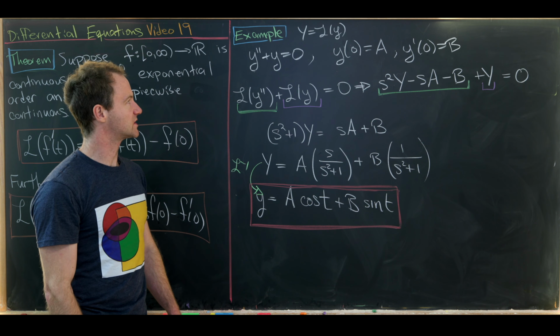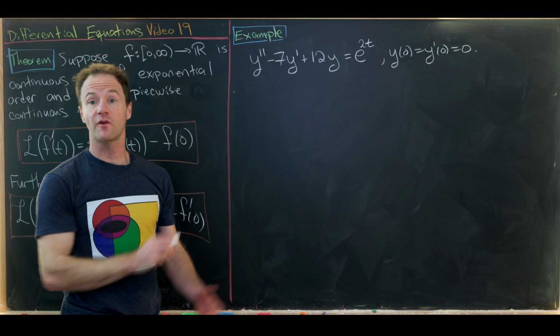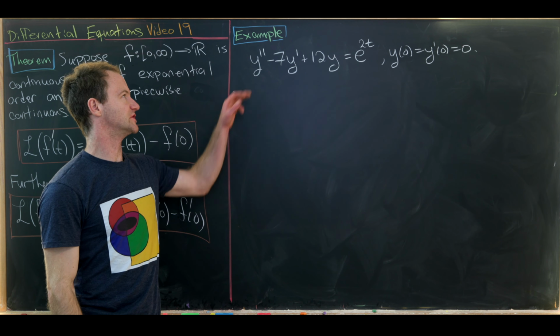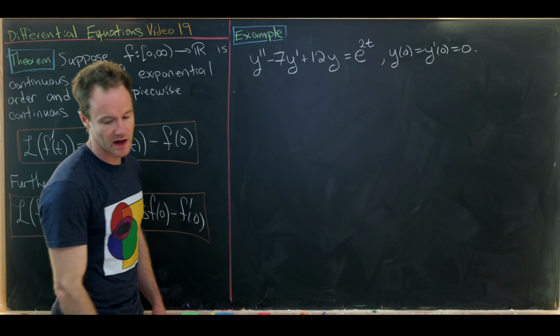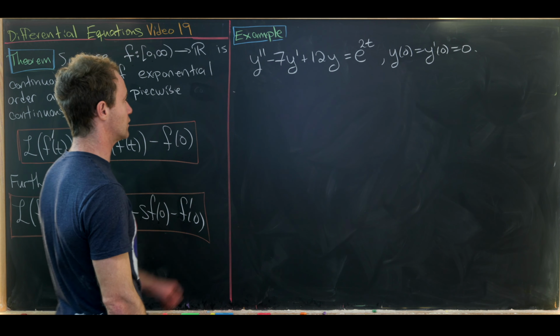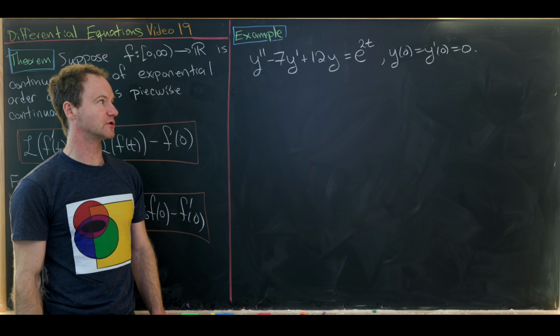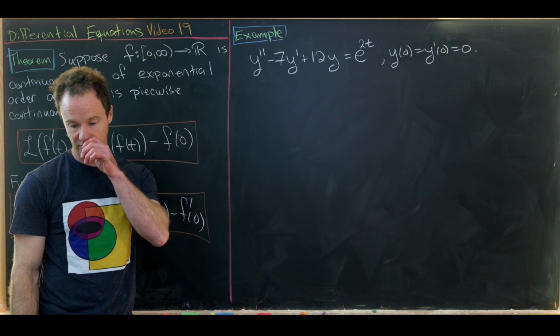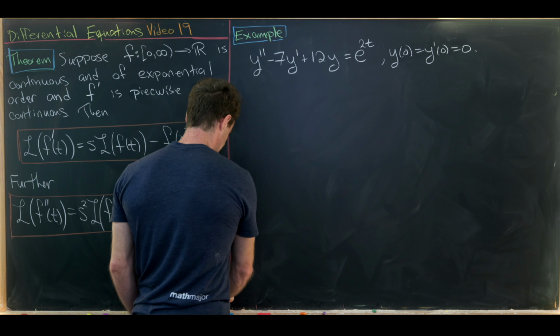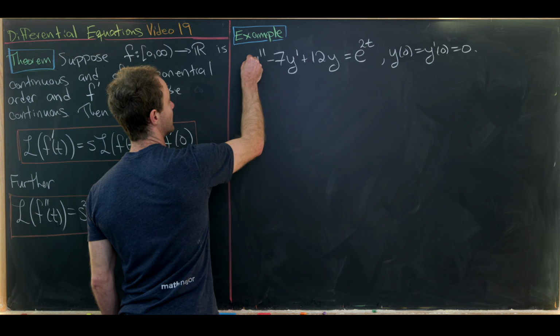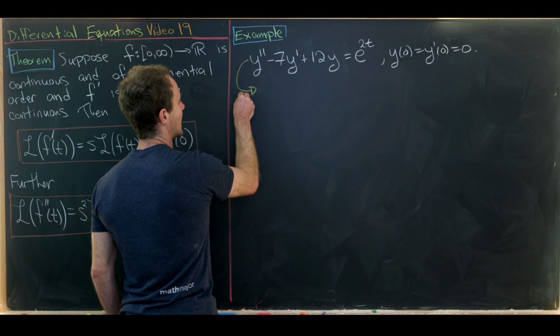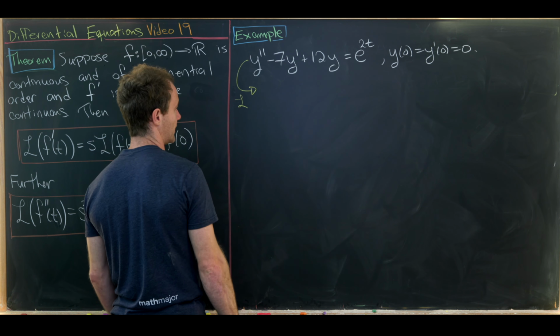Okay, so that's good. Now let's do another one. For our next example, we'll look at the differential equation y double prime minus 7y prime plus 12y equals e to the 2t. We have an initial condition of y(0) equals y prime(0), which equals 0. Okay, so we'll take the same kind of strategy that we did before. So we'll apply the Laplace transform to this whole thing.